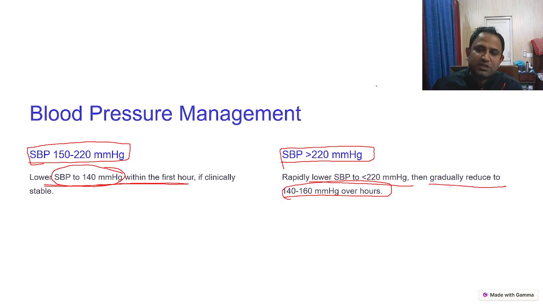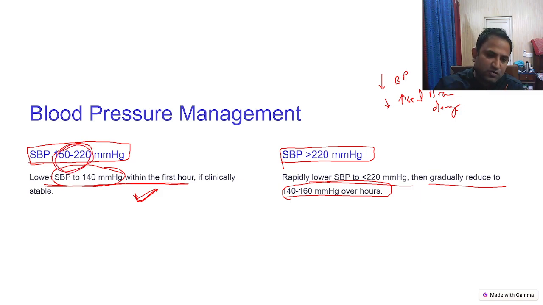Why is it so? Because a sudden decrease in the blood pressure may lead to decreased flow of blood in the brain and may increase the size of the brain damage. So the only targetable thing, because this is the majority, the class of patients will be within 150 to 220. So please lower the systolic BP to 140 as soon as possible.